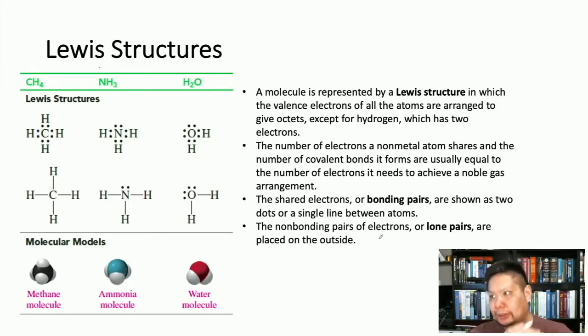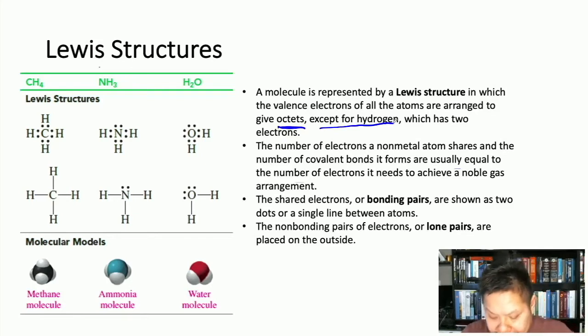So Lewis structures are used very commonly in chemistry to demonstrate the bonding structure of molecules, right? So these are some formal things that you need to know, that might be definitions on your exam that you might need to identify, right? So a molecule is represented by a Lewis structure in which the valence electrons of all the atoms are arranged to give octets. So recall I said octets, right? That's 8 electrons in its outer shell, in the valence shell, right? The only exception for that is hydrogen, which only has 2 electrons.